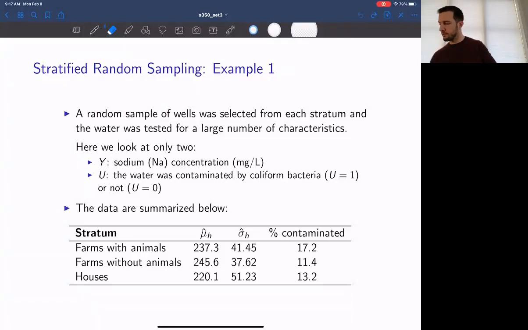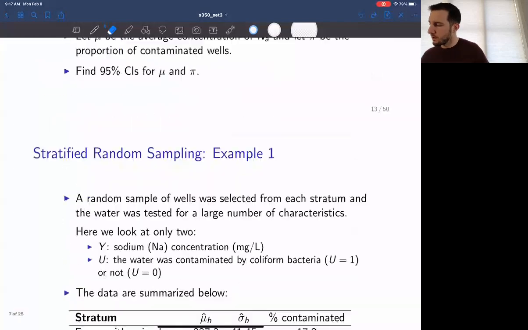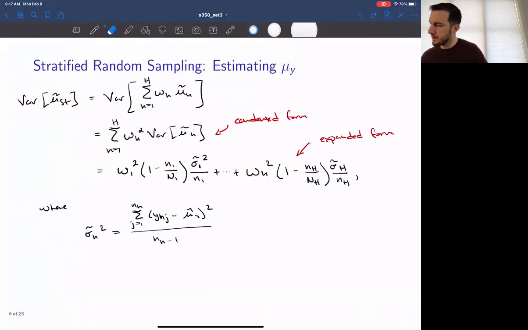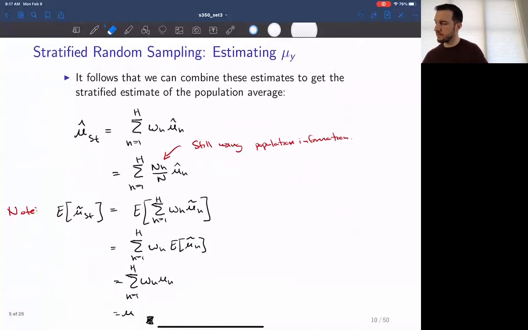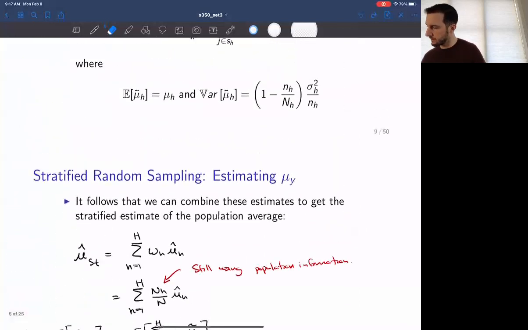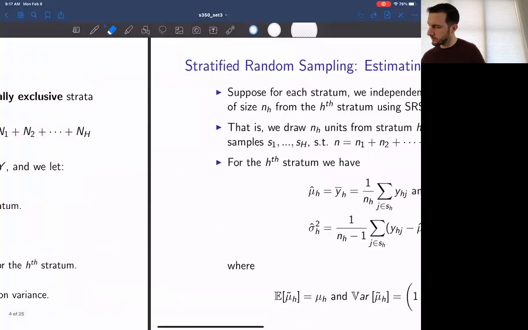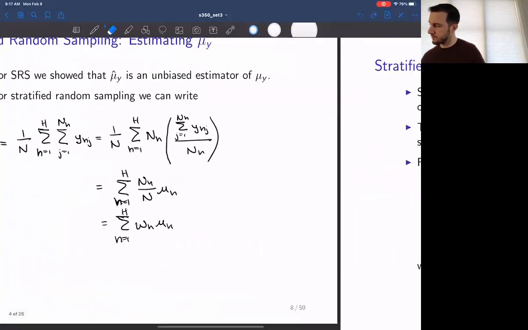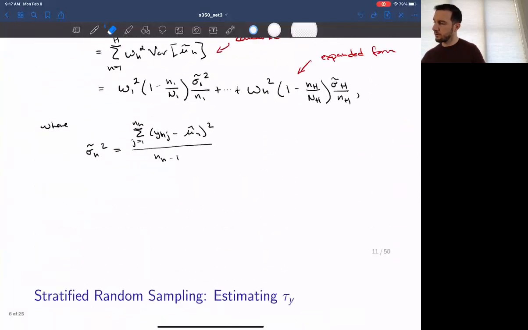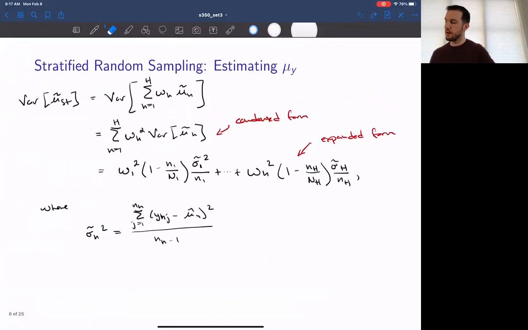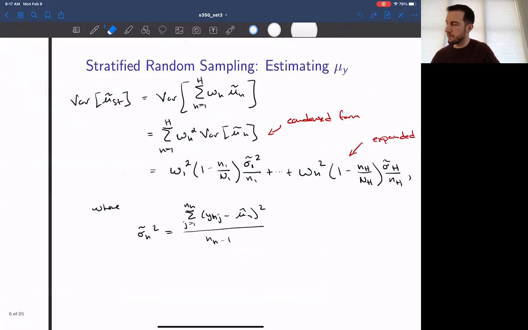Okay, so last class we started talking about stratified random sampling. So we defined the variance and the expected value estimates, which I think I have written down. There we go. So we showed that the variance of, well, let's start with the mean.